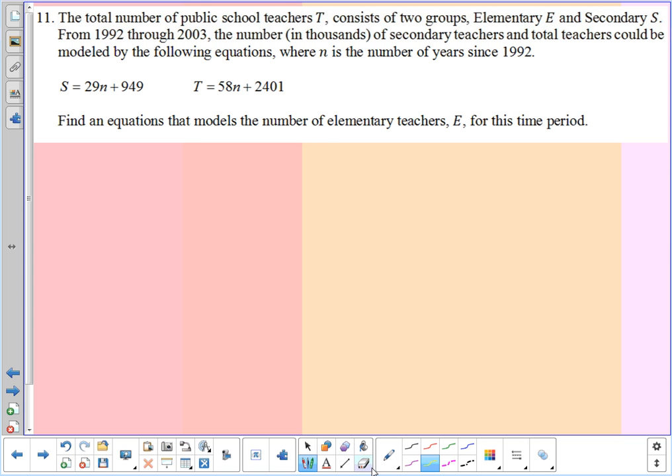Okay, so we're given two equations here. We are told that the secondary teachers, this S, is 29n plus 949. The total teachers, this T, is 58n plus 2,401. The question is, find an equation that models the number of elementary school teachers for this time period. So if I know the total, I can get the elementary by taking the total minus the secondary. Take the total, subtract the secondary, and then I'll get elementary.